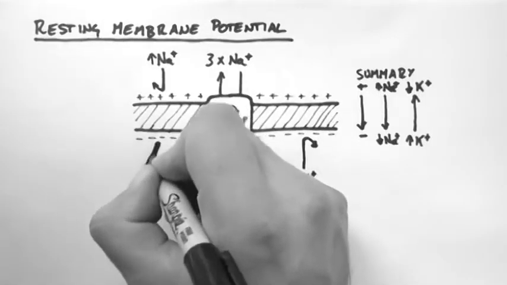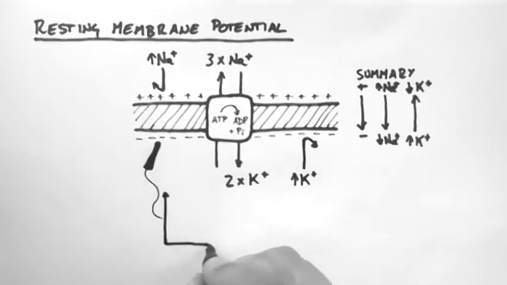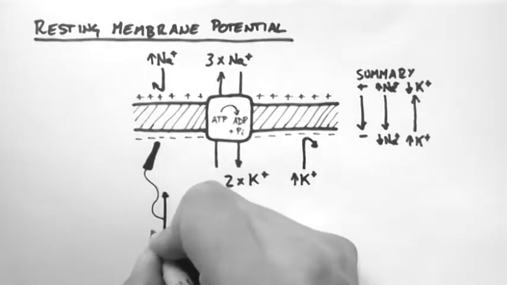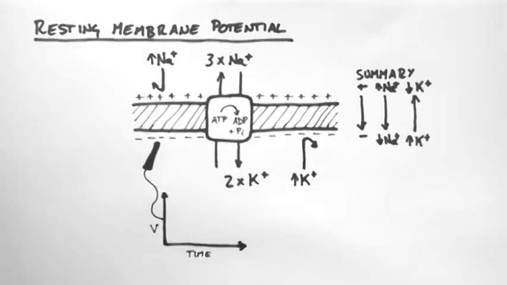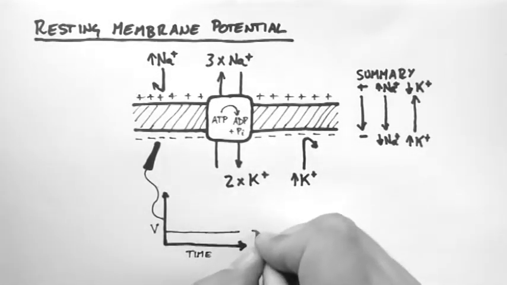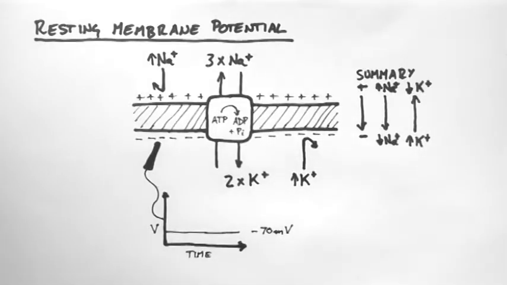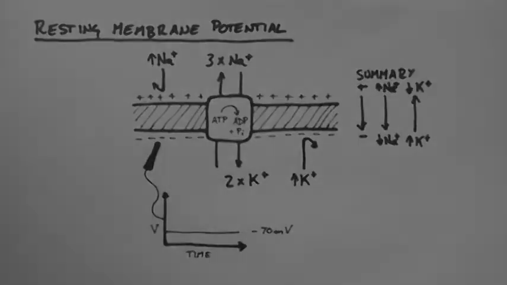Finally, let's look at what happens when you record the voltage inside the cell. We're looking at the voltage across the membrane versus time. And we can see that in a resting membrane potential, the voltage stays steady. This will differ when we have a look at an action potential. We'll talk about voltage-gated ion channels in the next video.